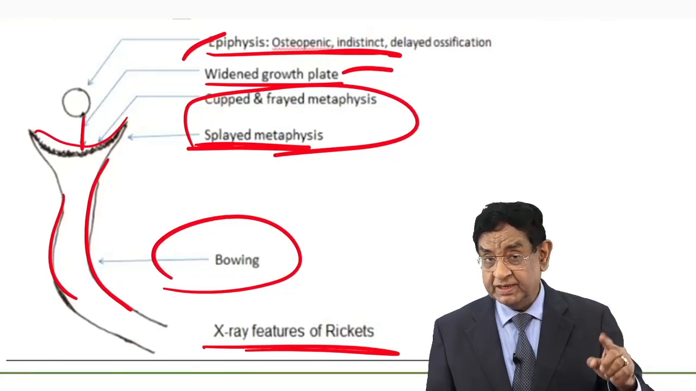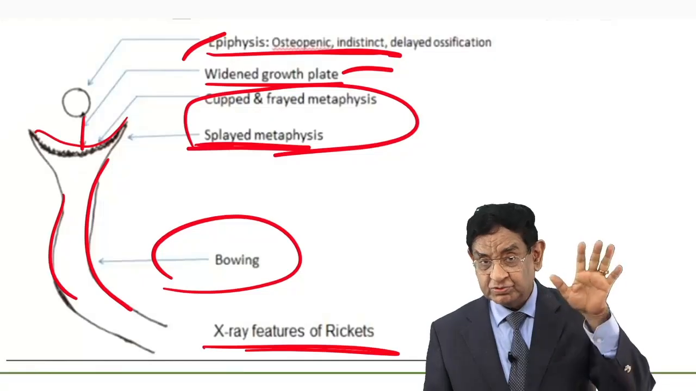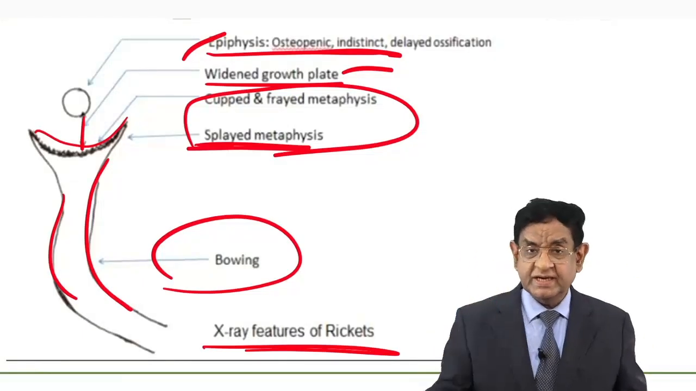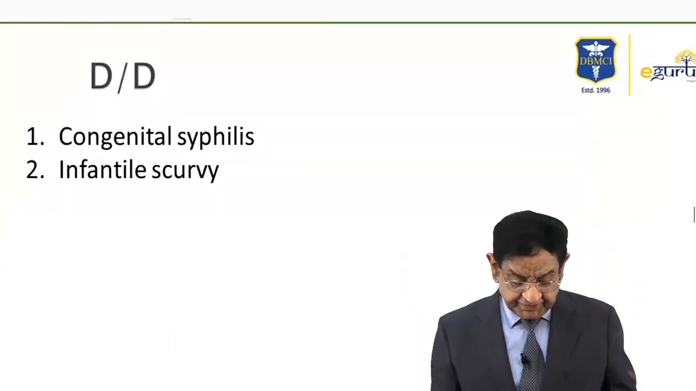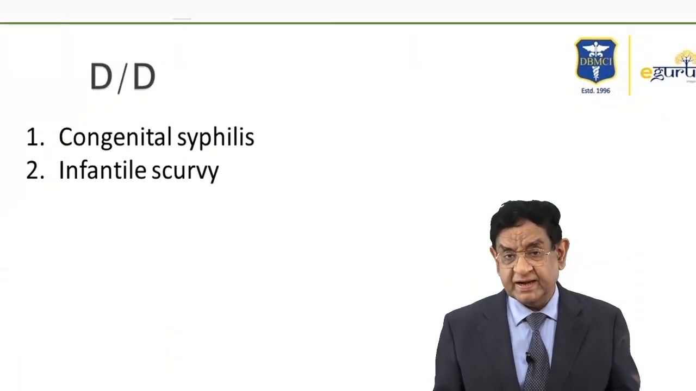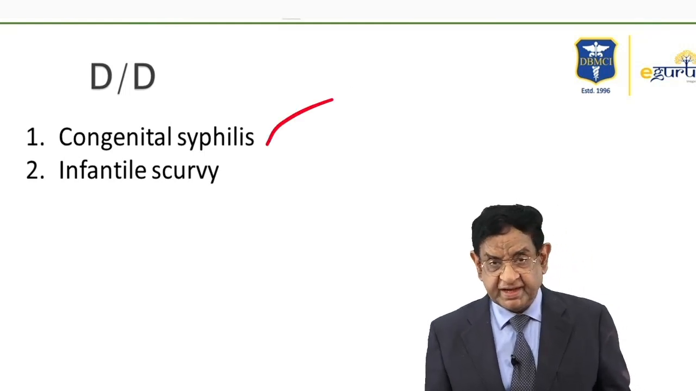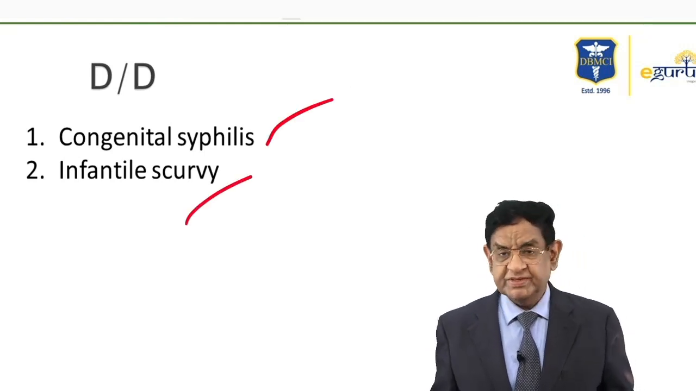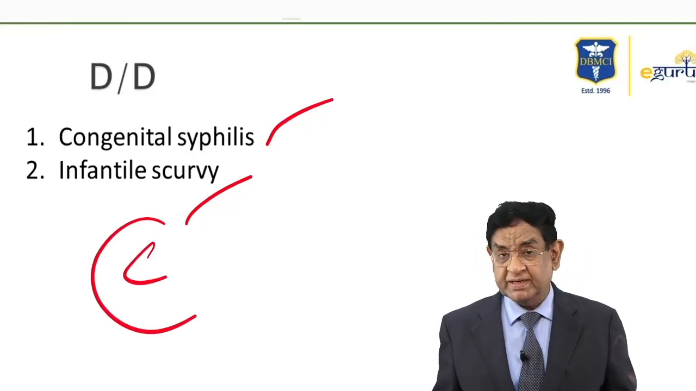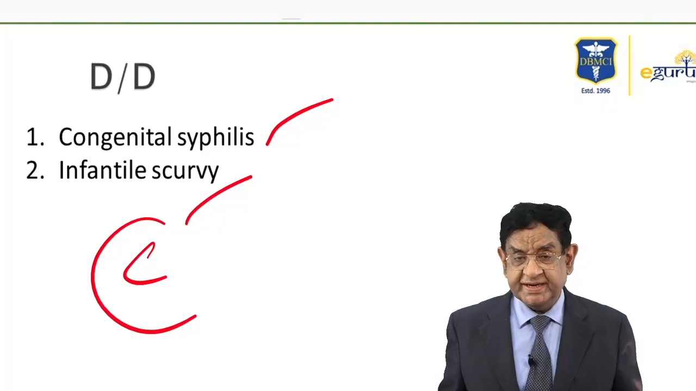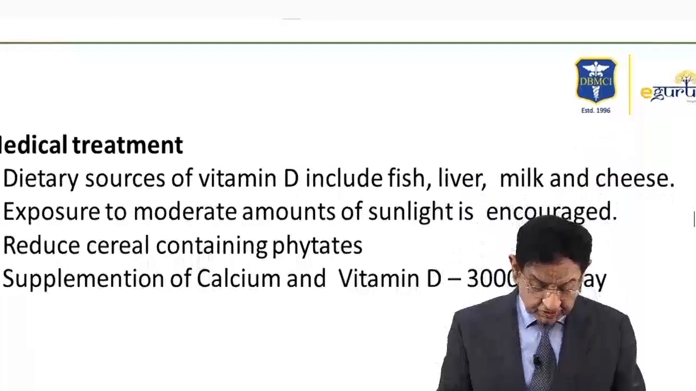But one thing more, the earliest abnormality to occur is in the lower end of radius and ulna. The wrist joint is the first X-ray to be done. Differential diagnosis for infantile type of rickets is congenital syphilis, which is very rare nowadays, and even scurvy, which is due to vitamin C deficiency. But these are again very uncommon diseases, but vitamin D deficiency is still a very common problem. So how to treat?